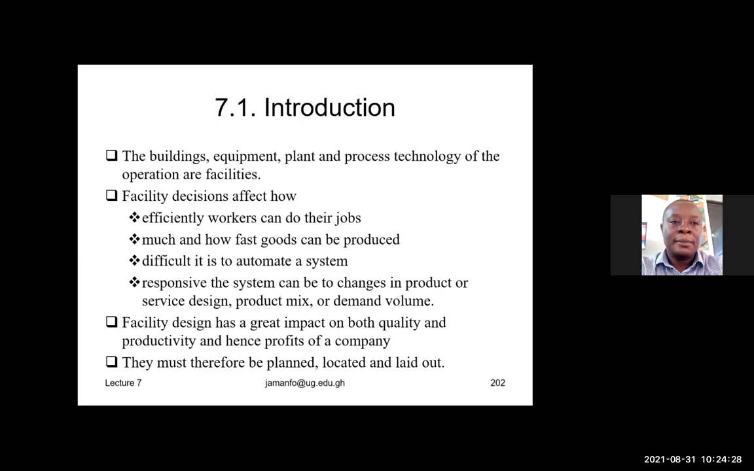Again, facility decisions would also affect how difficult it is to automate a system and how responsive a system can be to changes in product or service design, product mix, or demand volume. So that decision to set up a facility is quite critical. Now, facility design has a great impact on both quality and productivity, hence profits of the company. And they must therefore be properly planned, located, and laid out. The layout aspect will come as a second portion to this lecture.